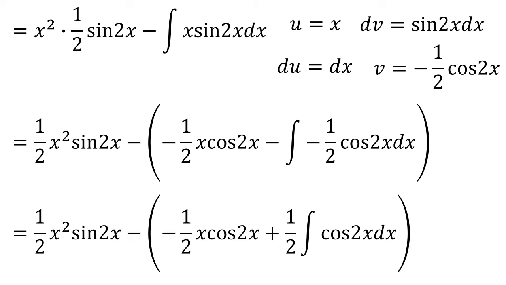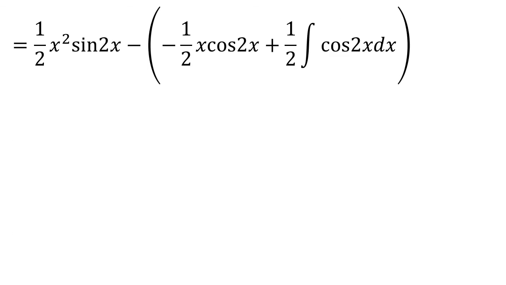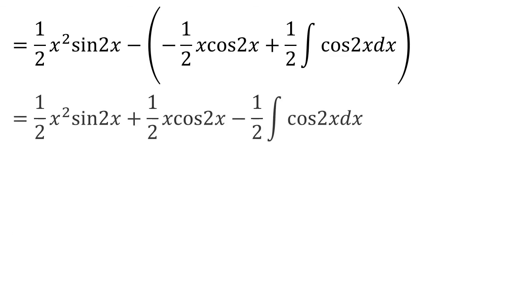So let us try to simplify. This will become 1/2 x squared sine 2x minus negative 1/2 x cosine 2x plus 1/2 the integral of cosine 2x dx. So we put 1/2 outside the integration symbol. So it is negative 1/2 times negative. That's why it became positive. I know you know that. Okay? And then we have this. So let us remove the parentheses.